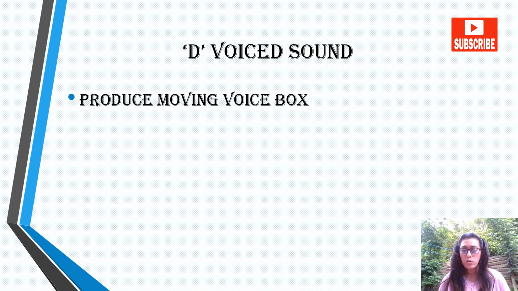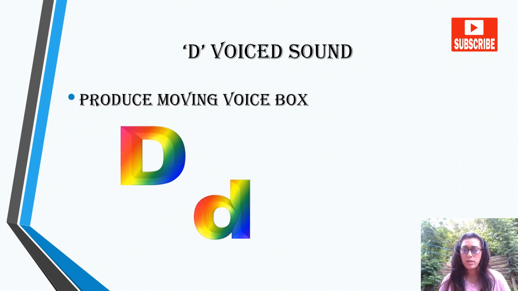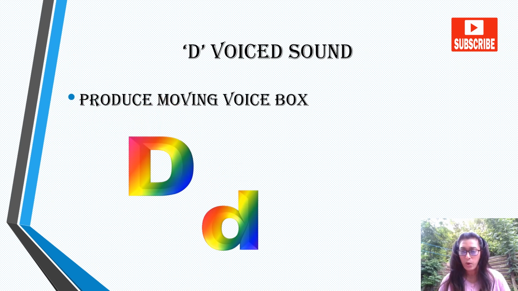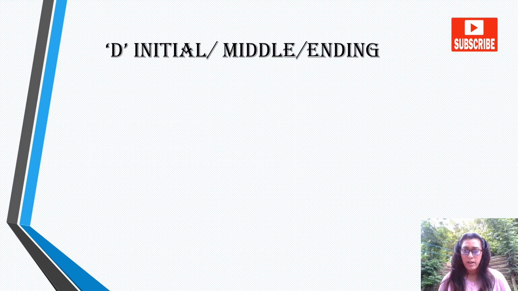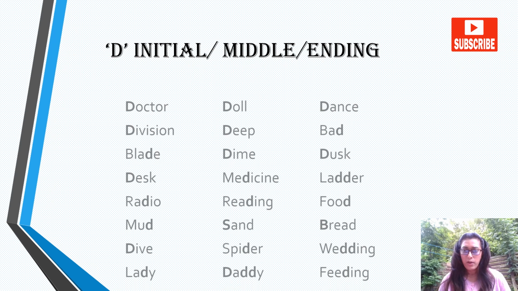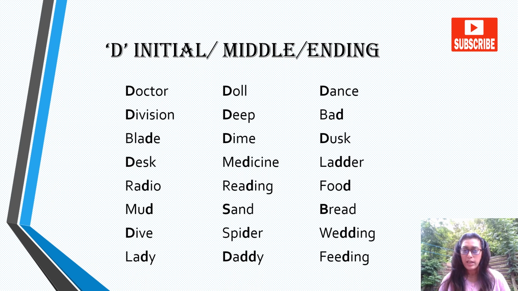Alright, so now moving on to the D sound. Now you see we are using our voice box if I say D. So it has a voice, there is a vibration. So let's take a look at the examples of how we use D in the initial, middle and ending positions.